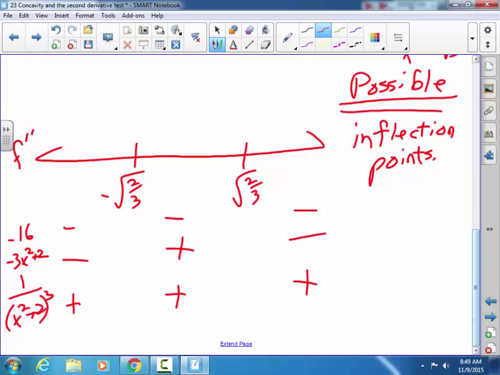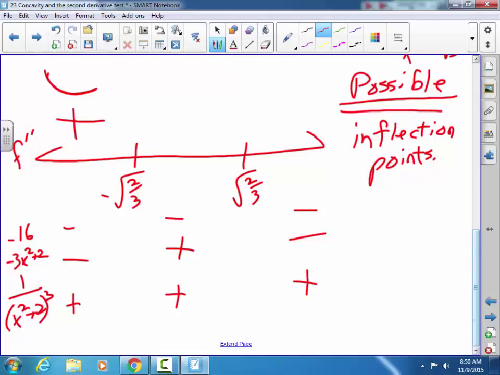So, since I've got a positive multiplied by a negative multiplied by a negative, the overall sign for the second derivative here is positive. What does that tell you about the concavity there? It's concave up, okay? The graph is going to be kind of U-shaped in here. Now, it doesn't have to be a perfect U, but it's got to have some curve to it, and the curve's going to be up.